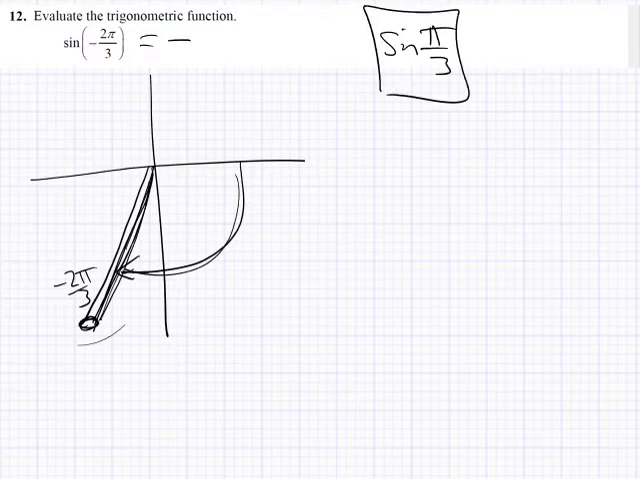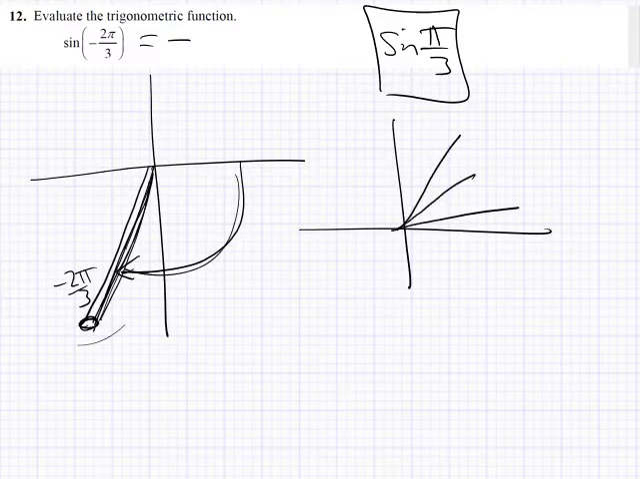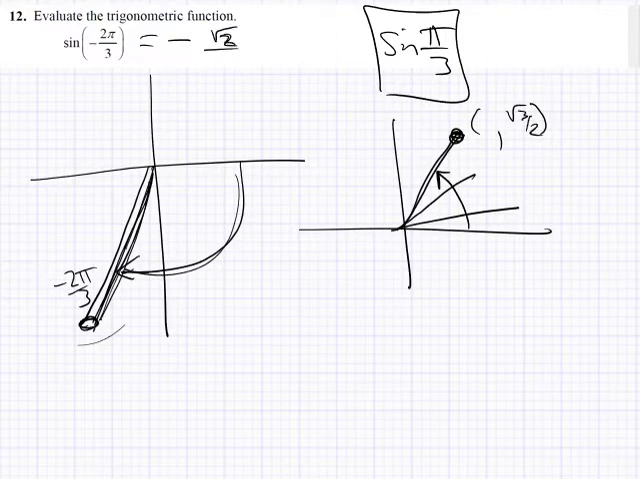And so if you remember what the sine of pi thirds is, when you use your unit circle, pi thirds would be this one right here. So we would figure out what the y coordinate is. And if we want to know what the y coordinate is there, that would be square root of 3 over 2. So this would be negative square root of 3 over 2 as the value for the sine of negative 2 pi thirds.